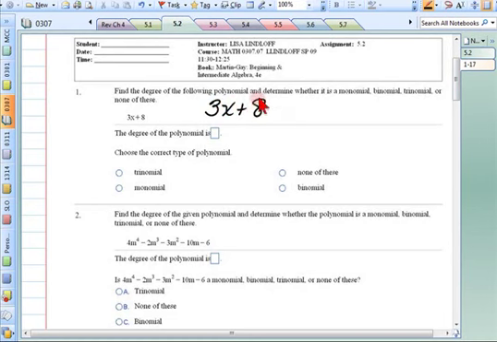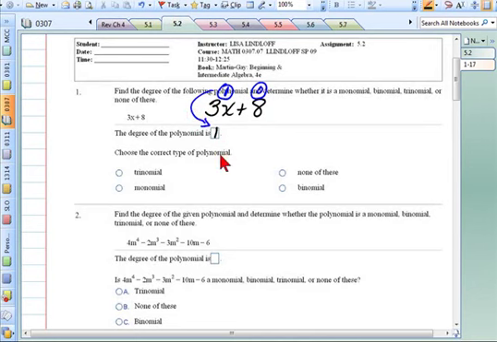the polynomial is 3x plus 8. It is degree 1. Now, how did we come up with a 1? Well, the degree of the first term is 1. The degree of the second term is 0, and you pick the big one. The degree of the polynomial is the greatest, so it is 1. Okay.